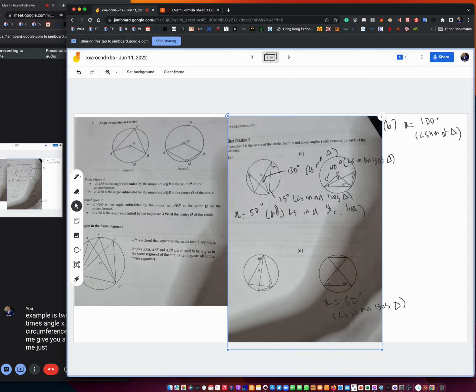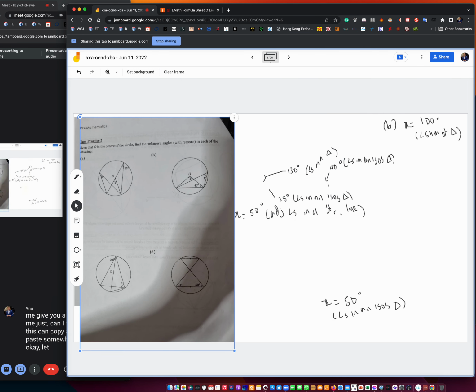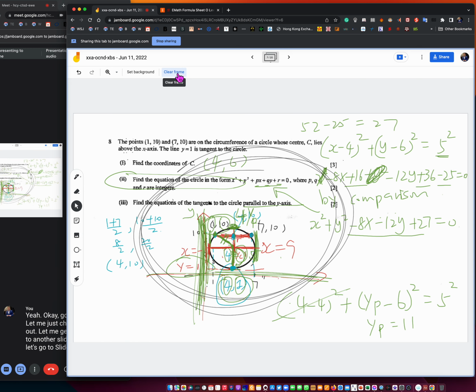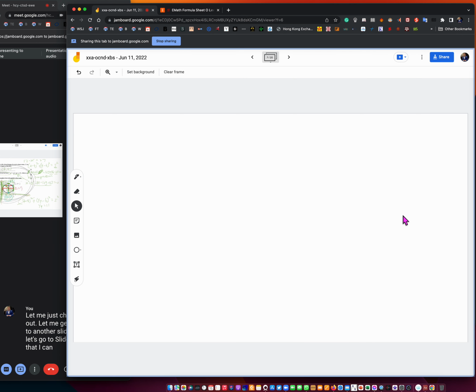Can I drag this, can I copy and paste somewhere? Okay, let me just check it out. Let me get it out to another slide. So let's go to slide 7 so that we can work on this question on a clean slide.